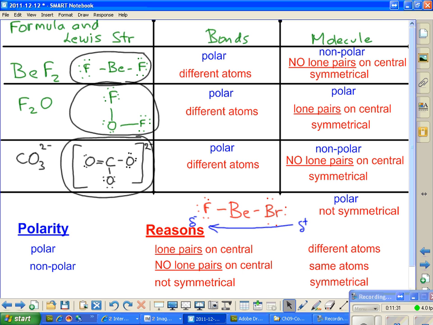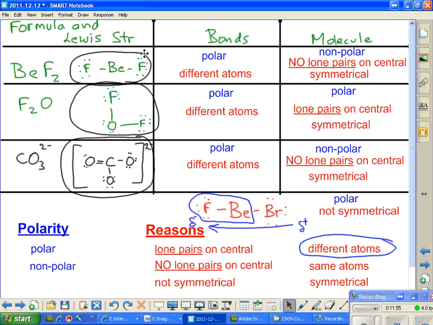We don't say different atoms like this guy would say, because different atoms is applying to just the single pair of atoms on one side of the molecule. Like that would be different atoms. And that would be referring to the bond.